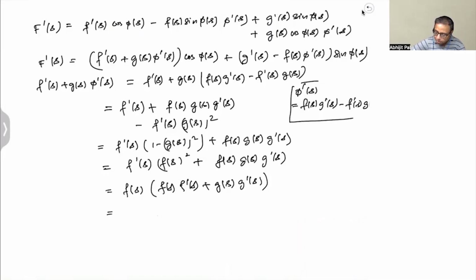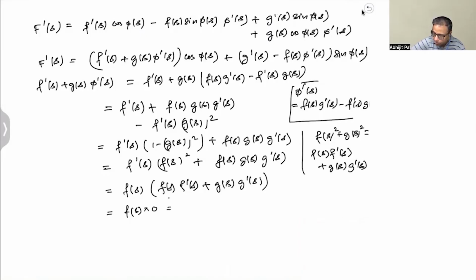Why? Because this term is 0. Again, we have f s square plus g s square equal to 1, and now if I differentiate with respect to s, what we'll get? f s times f prime s plus g s times g prime s is equal to 0. So this will be equal to 0.